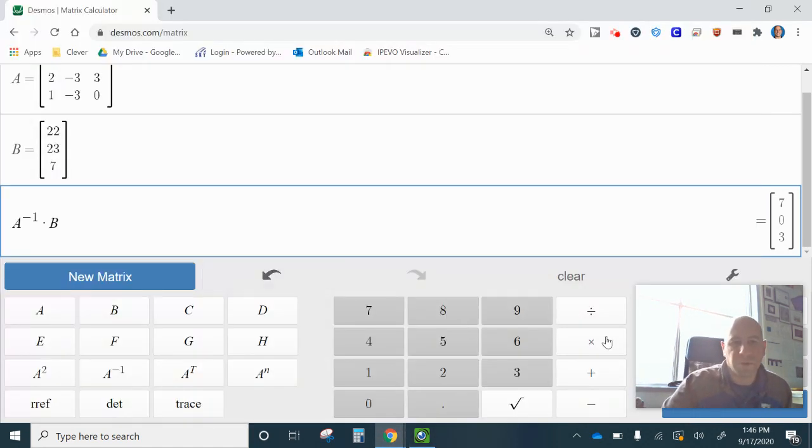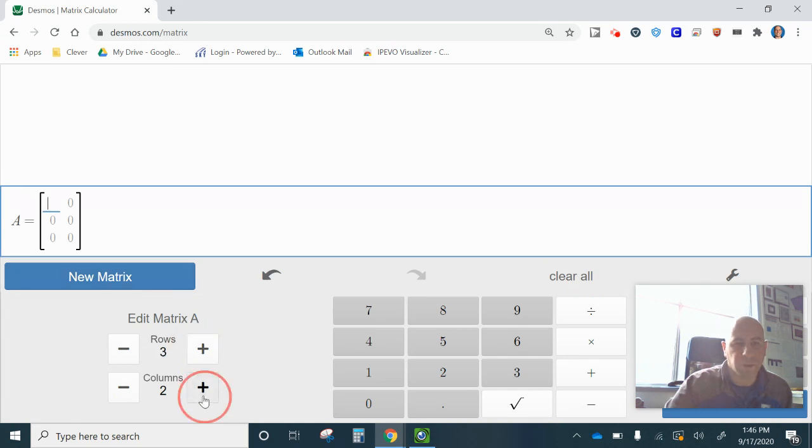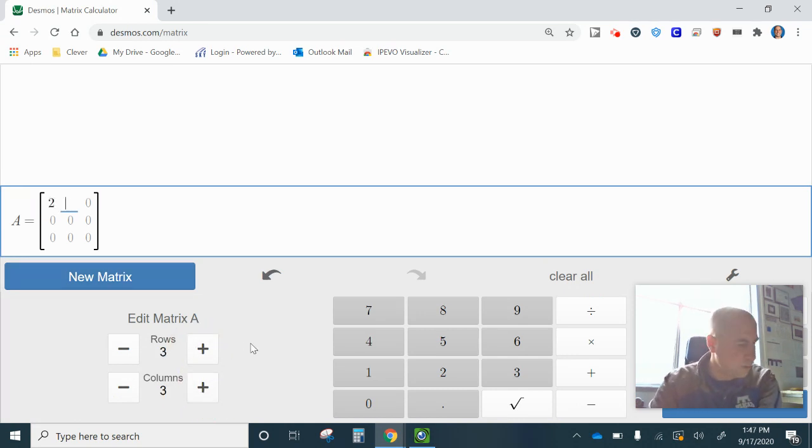New matrix. A is a 3 by 3, so that's 2, -1, 3, -6, 3, -9, 4, -2, 6. So click here, and then new matrix.